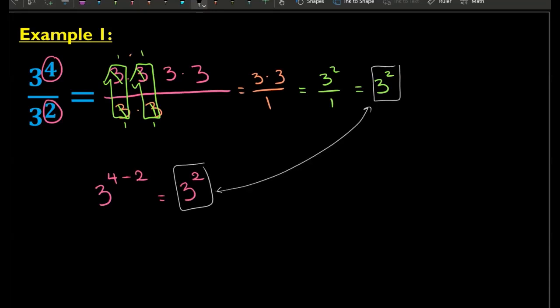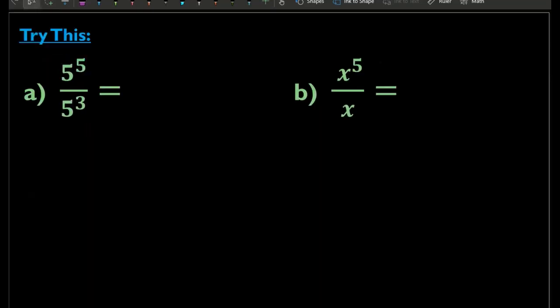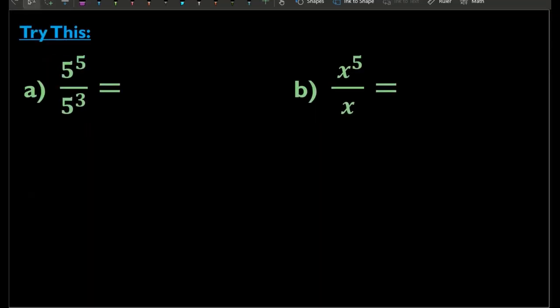This matches our answer from before. Now keep in mind the order of the powers is really important. It's 3 to the 4 minus 2, not 3 to the 2 minus 4. They have a different meaning if you reverse the exponents. Top minus bottom. Alright, now it's your turn. Try this for a few minutes.